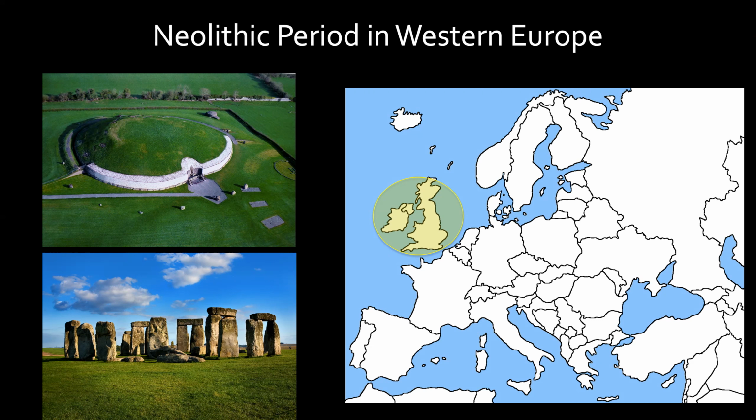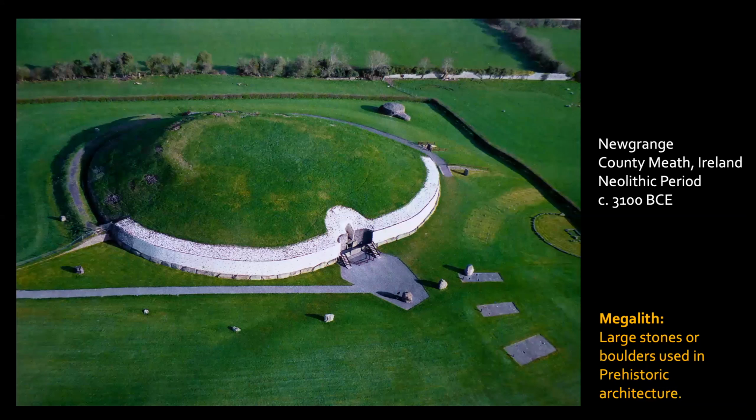Okay, so with this video, we are going to look at Newgrange. Let me bring up a nice large image of Newgrange here. So in this photo, we're looking down. This is an aerial shot of Newgrange. We have the identification info up all the way on the right side. So the name of the structure, Newgrange, its location, County Meath, Ireland, the period style, Neolithic period, and then the date, circa 3100 BCE.